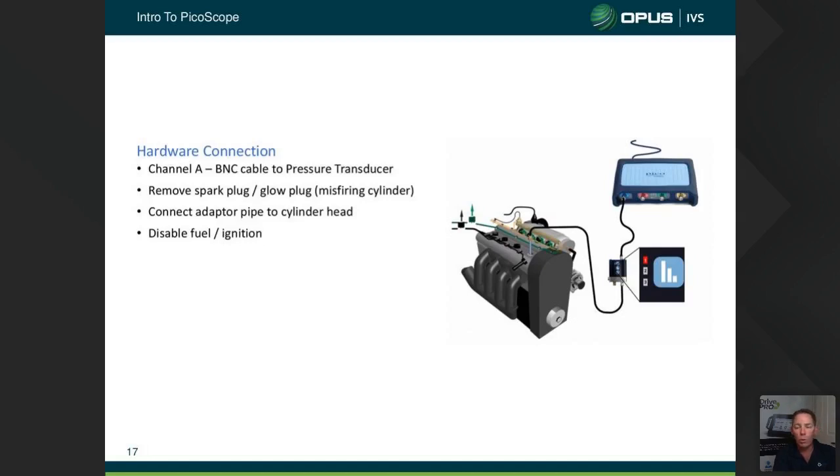This particular one there, remove the spark plug, glow plug. It doesn't have to be the misfiring cylinder, it can just be cylinder 1. Connect the adapter to pipe, disable fuel ignition. So if we go back to our relative compression test, we've already disabled the fuel source or the ignition source, so the vehicle won't start.